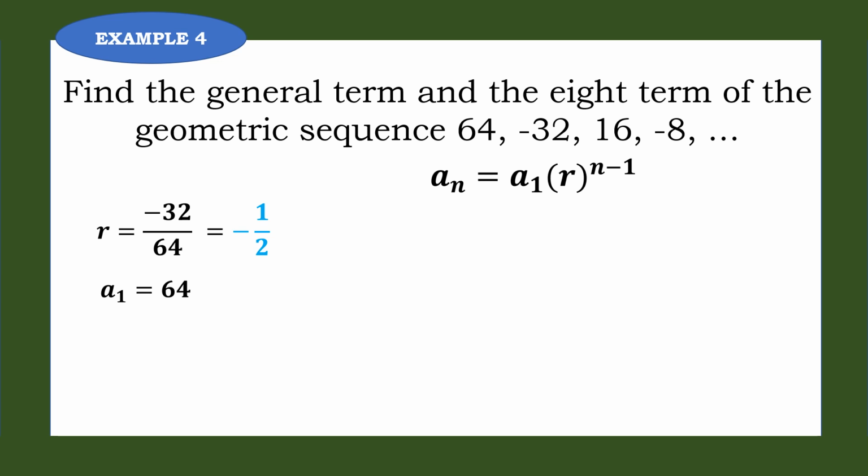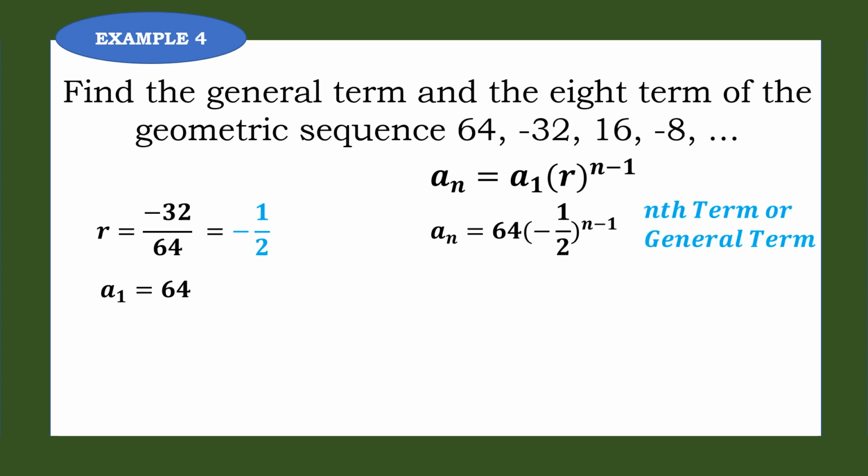Now by simply substituting these values, the r and the first term, which is a sub 1, to the formula a sub n equals a sub 1 times r raised to n minus 1, we have a sub n equals 64 times negative 1 half raised to n minus 1. This is now the nth term or the general term of the given geometric sequence. Now, let us find the eighth term. To find the eighth term, or a sub 8, we simply substitute the values of r, a sub 1, and n. n here is equal to 8.